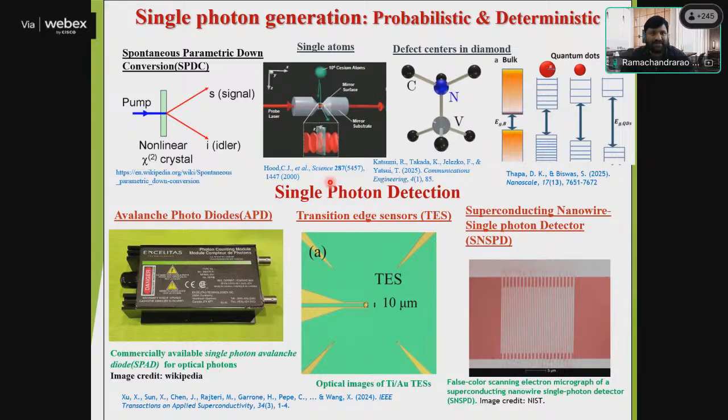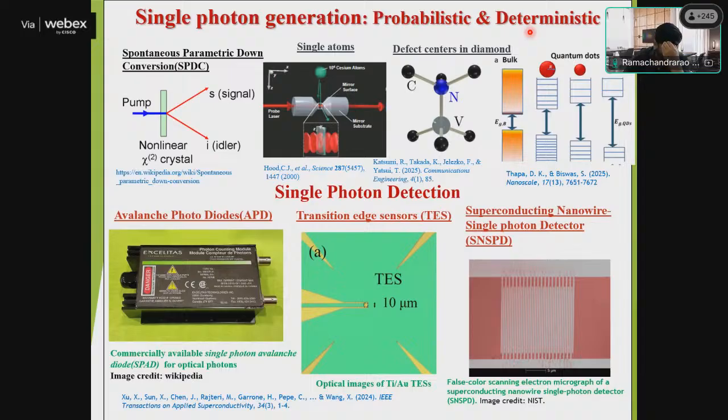So these are the platforms for single photon generation, and how it has been done in history. Single photon generation is a probability. There are two ways: one is how probable it is, and another is how deterministic it is. Which means that suppose you give a photon to one atom or some crystal, what is the probability that you are going to get one single photon?